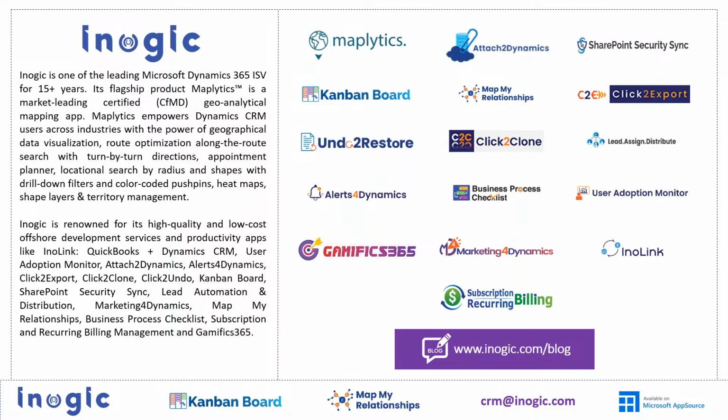In addition to this, SharePoint Security Sync is a comprehensive solution that integrates Microsoft Dynamics 365 with SharePoint for document management, along with an ability to sync the security privileges from Dynamics 365 CRM to SharePoint to ensure secure and reliable access to the confidential information and documents stored in SharePoint. Moreover, InnoLink, User Adoption Monitor, Attach2Dynamics, Alerts4Dynamics, Click2Clone, Gamifics365, and Business Process Checklist are some of the rest of the applications offered by Inogic.